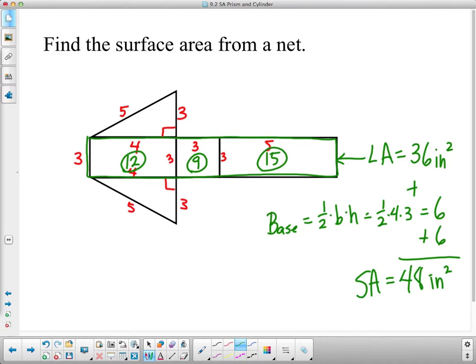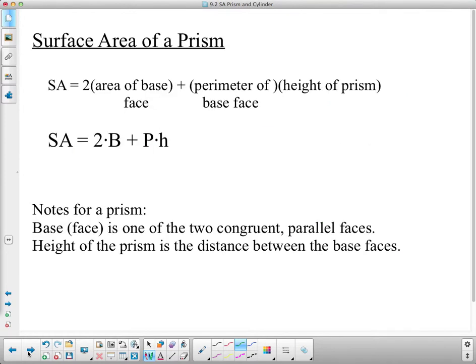What's the distance around any shape? Perimeter. So in our formula, for the lateral area, you take the perimeter of the base multiplied by the height, and that would get your total lateral area. And then we're adding on 2 bases to finish the surface area.